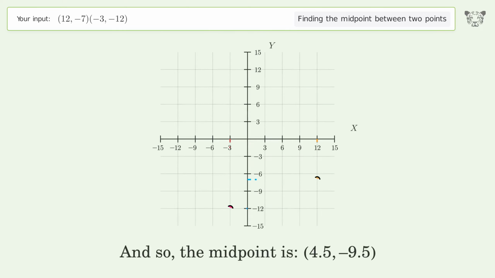And so, the midpoint is 4.5, negative 9.5.